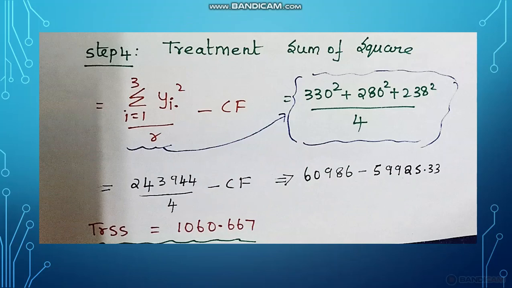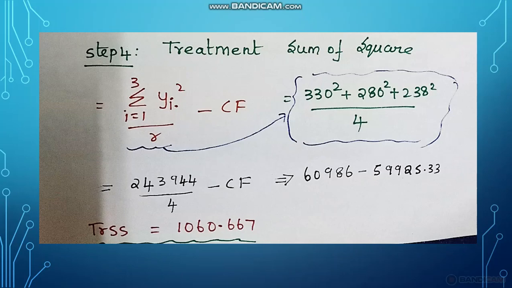And step 4 is you want to find the treatment sum of square. The formula is summation of i equal to 1 up to 3 yi dot square, that is, we want to square the treatment totals: 330 square plus 280 square plus 238 square divided by 4, minus CF. Here we are dividing by 4.